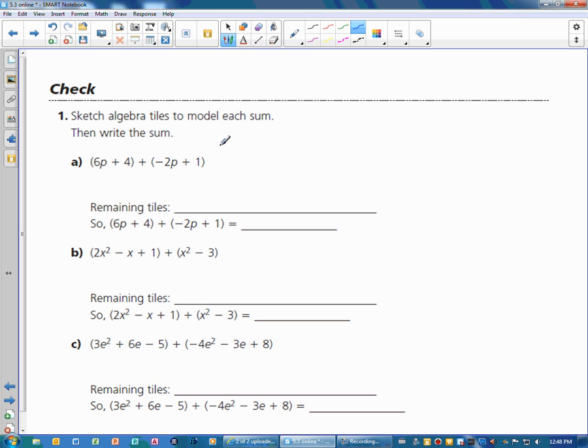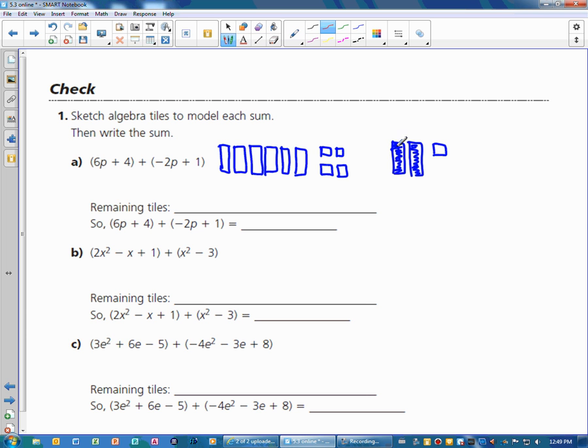So 6p. Sorry, 6p, not 6p squared. There's a p. 1, 2. They're those rectangles. They're not squares because it's not squared. 3, 4, 5, 6. There's 6p plus 4. Now my light colored represents positive. There's 6p plus 4. Plus negative 2p, dark. Negative 2p dark. Plus 1. Okay? So 6p plus 4 plus negative 2p plus 1.